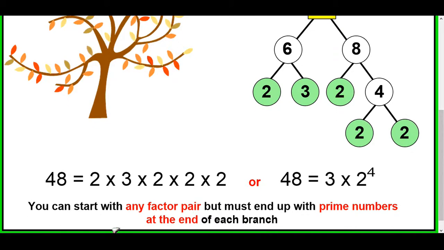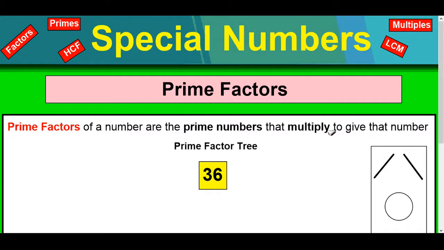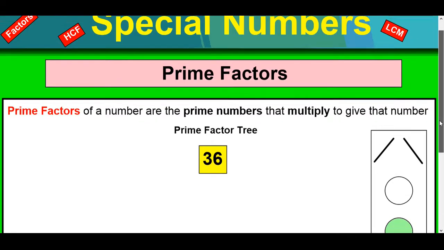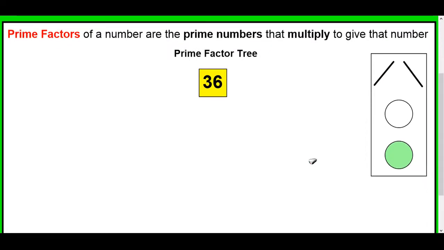Now you can start with any factor pair, but you must end up with prime numbers at the end of each wee branch. These are these wee green bits here. So we didn't need to start with 6 and 8. You could have started with 4 and 12 and it would have still worked out. Okay, I'm going to show you what I mean by just picking a number. Let's pick 36 and let's try this again. So I'm going to take my 36 and I'm going to break it into factors, two numbers that multiply to make 36. So I'm thinking 6 and 6.